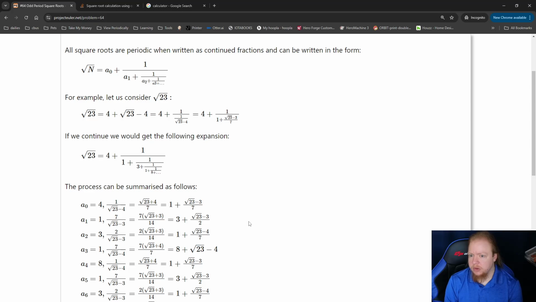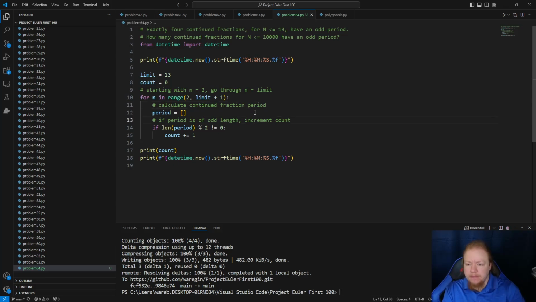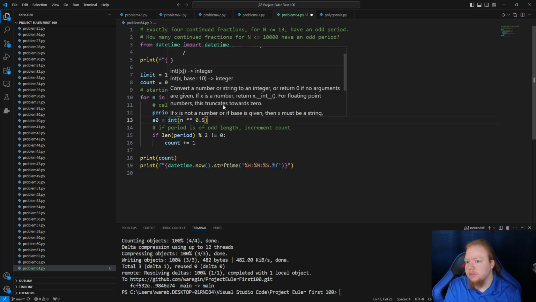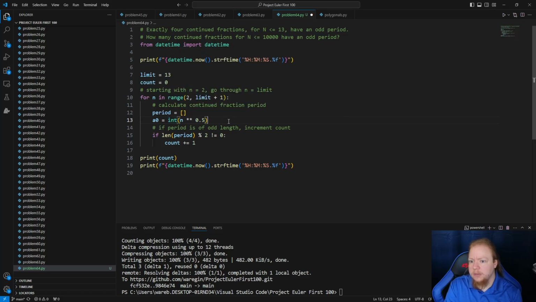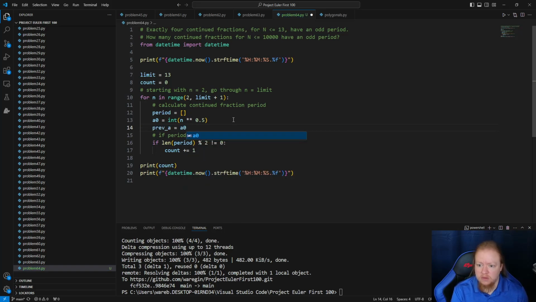I suppose, although the precision won't be quite correct, we can just continue doing 1 divided by answer. Let's see how far that gets us. So, continued fraction period. First, we want our a of 0, and I'm literally just going to call it that, and that is going to be n to the 0.5, but converted to an int. And then I'm going to say previous A starts as A0.